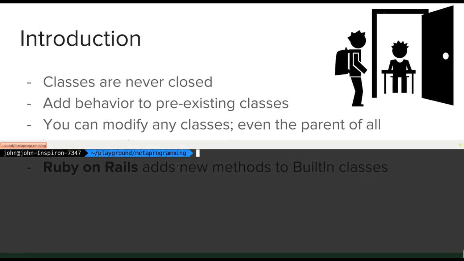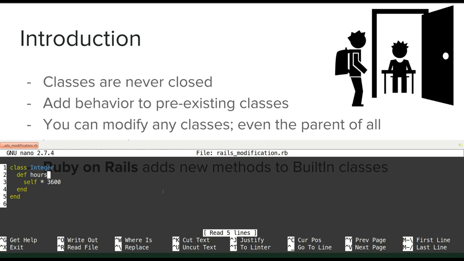Hey, I just remembered that there is no such class as fixnum in Ruby 2.4. From 2.4 onward, integers are an instance of the integer class and floating point numbers are an instance of the float class. So let's see how Rails adds the hours method in the integer class. Let's open the integer class and add a method called hours. This method is supposed to convert hours into a number of seconds.